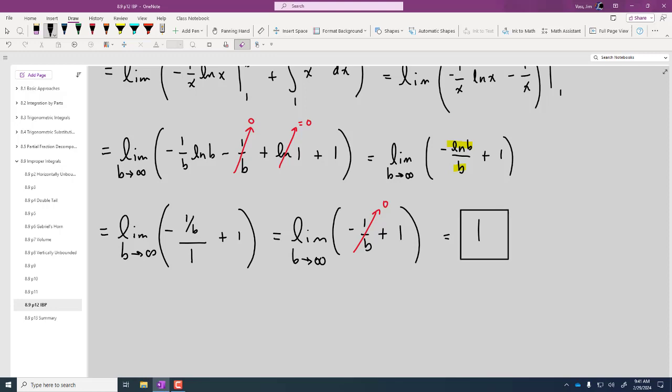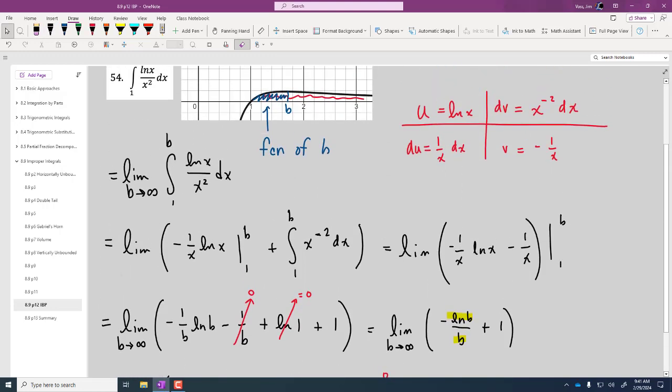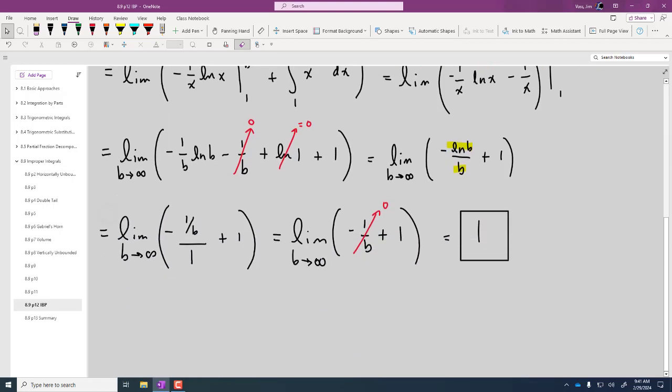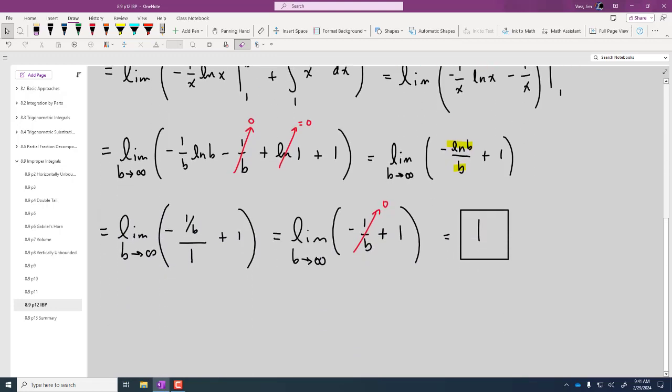So that is the area. So now we can say that this area is finite. If we ended up with an infinity there, then it would be appropriate to say that the area is infinite. But we ended up with a number, a finite number, so we know that that area is actually finite, and that area has one square unit, even though it's an unbounded region. All right, any step in that process that you want to ask about?